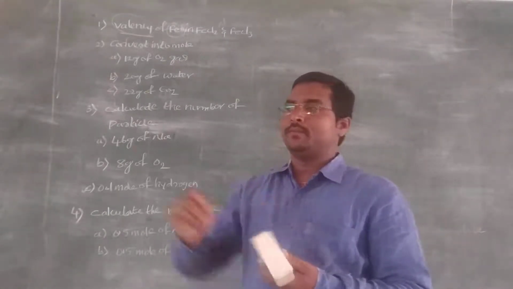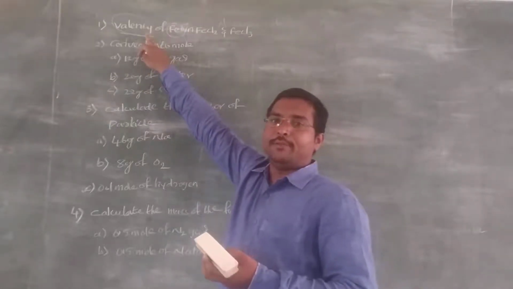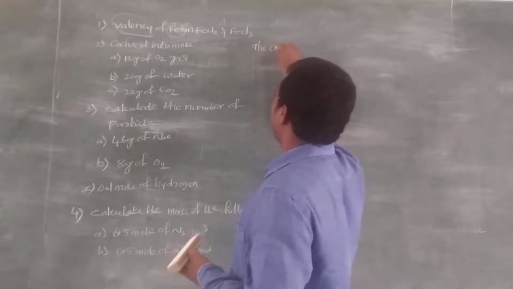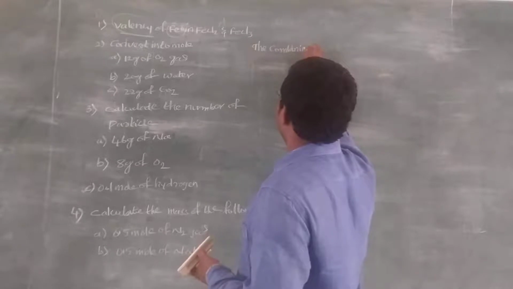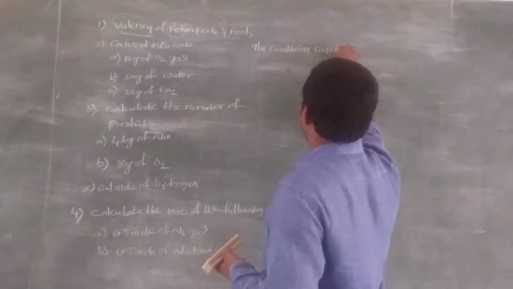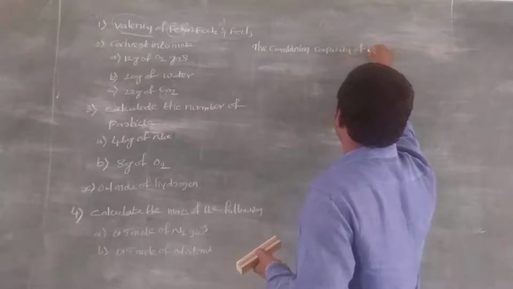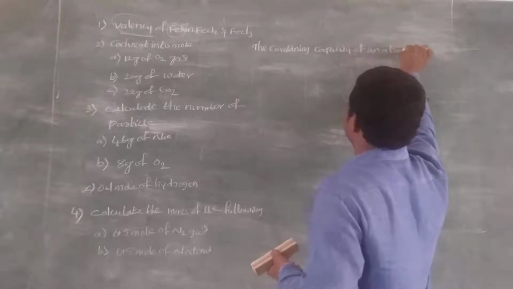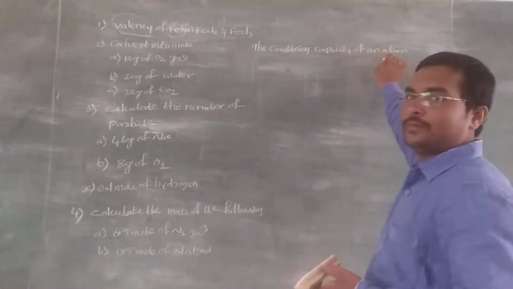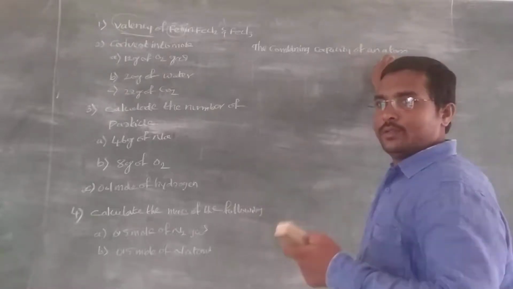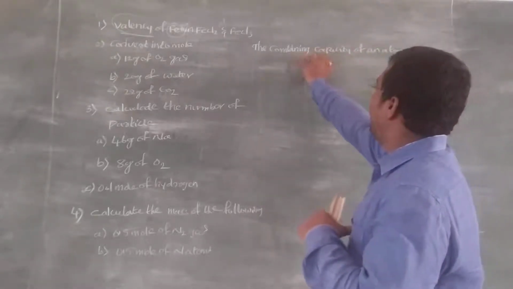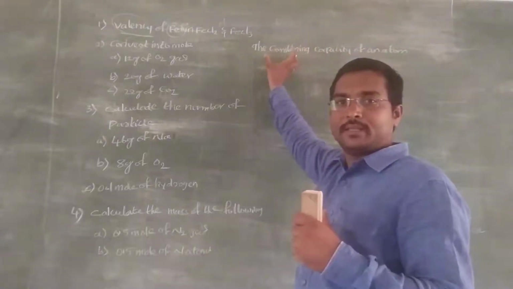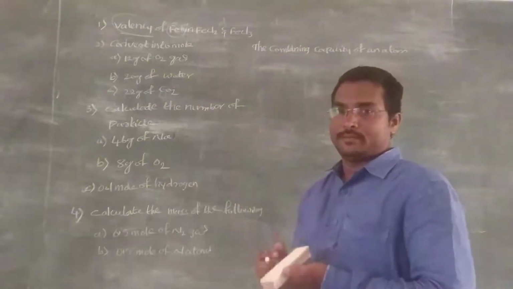Open your notebook and note down. Valency is defined as the combining capacity of an atom. Very important, my dear. So define valency: the combining capacity of an atom. What is combining? Combining is nothing but combination, of cations or anions, both combining.